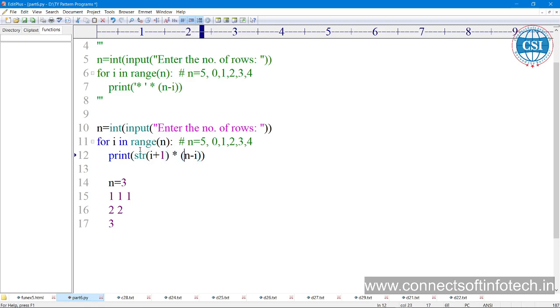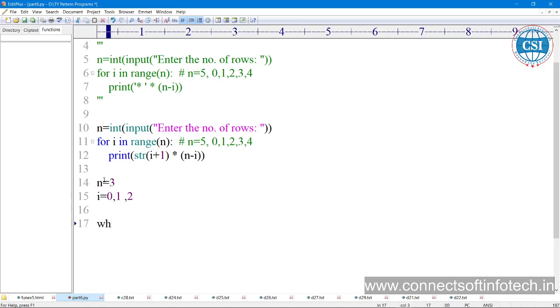How many times do you want to print here? The string multiplied by n minus i times. Definitely it will work. Let us check first. If you enter n equal to 3, the possible values for i are 0, 1 and 2.